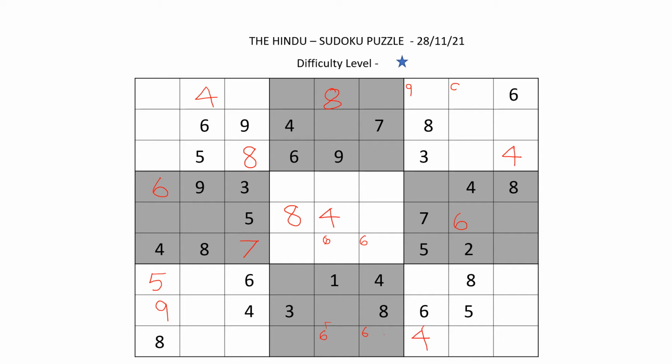Moving down, this 9 blocks here, and we don't have any other 9 in this row, right? So these two empty cells can take 9. So let's mark it.